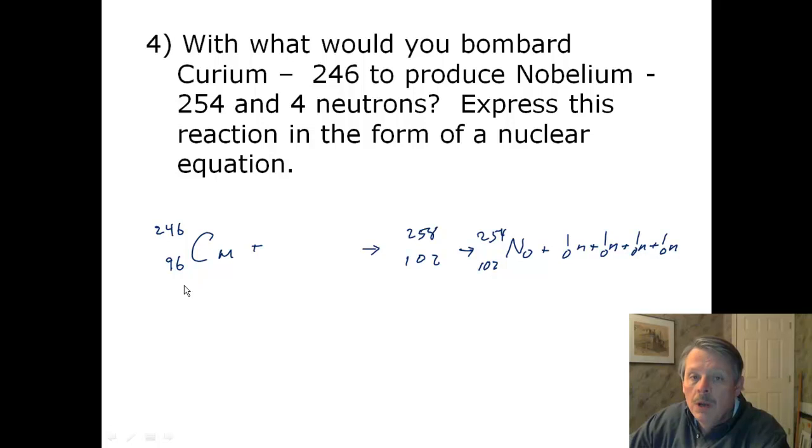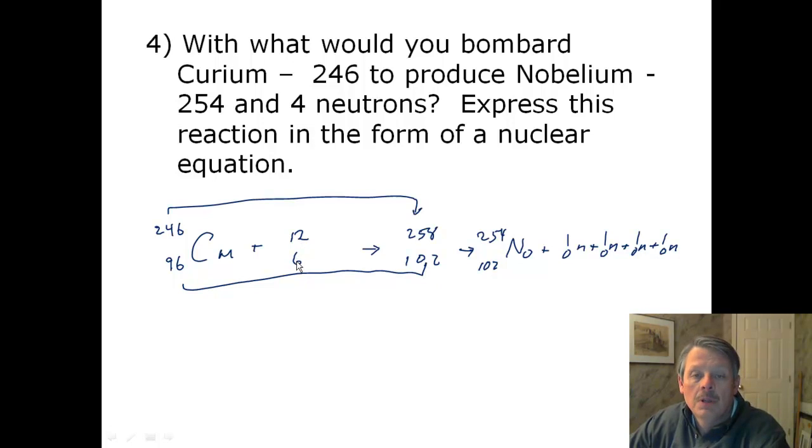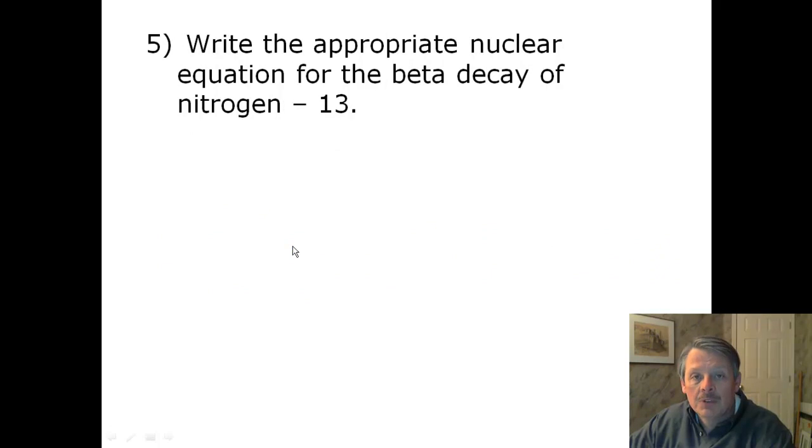So what numbers do I need to add to this to get over to the right-hand side? Well, if I look from 246 to 258, that's a total of 12. And if I look from 96 to 102, that's a total of 6. Well, what do we know? That obviously if it has 6 protons, it has to be carbon. And this is actually the most stable form of carbon. This is carbon 12. So that's what we would hit it with. All I'm doing is matching numbers and making the numbers add up.